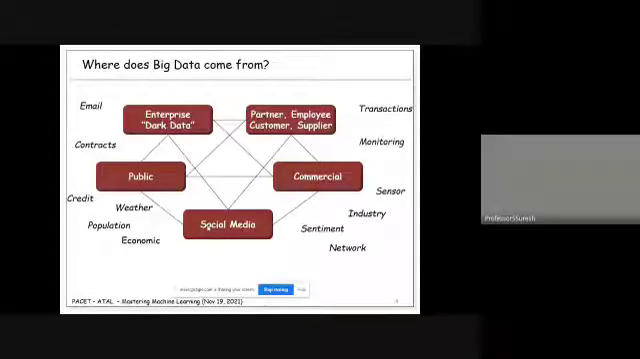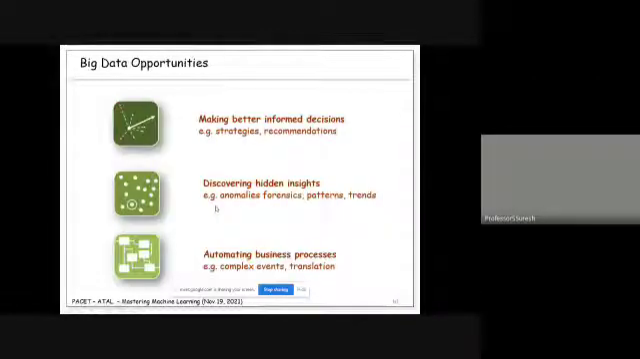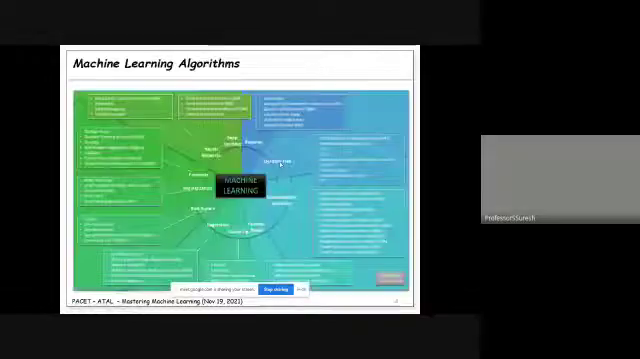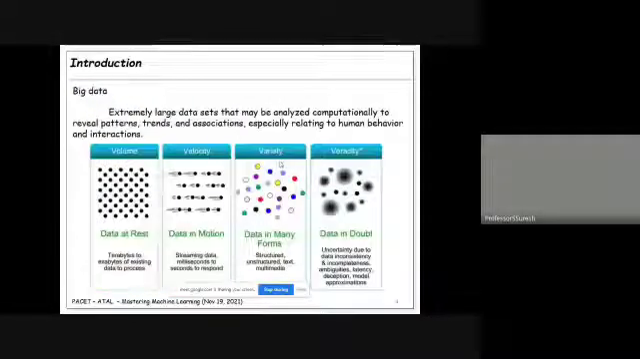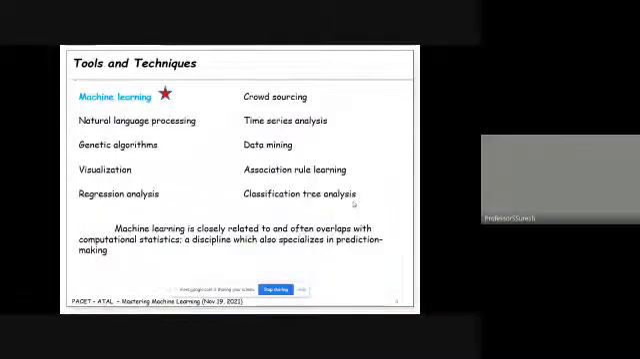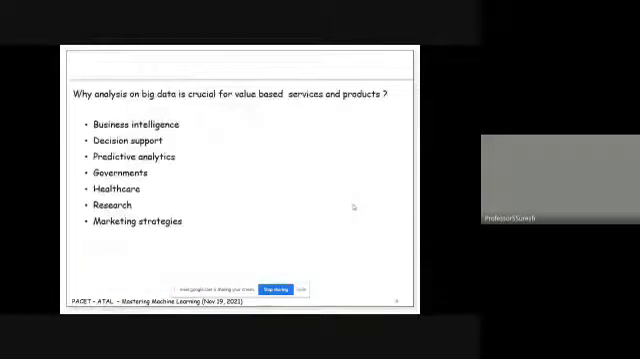So where does big data come from? It comes from plenty of areas. Look at this, various areas where big data comes from: enterprise, public, commercial, social media, sensors, industry, weather prediction, population, email, and so on. These are all said to be big data. That is a massive amount of data having 4 characteristics: volume, velocity, variety, and veracity. These are the characteristics it should consist of.